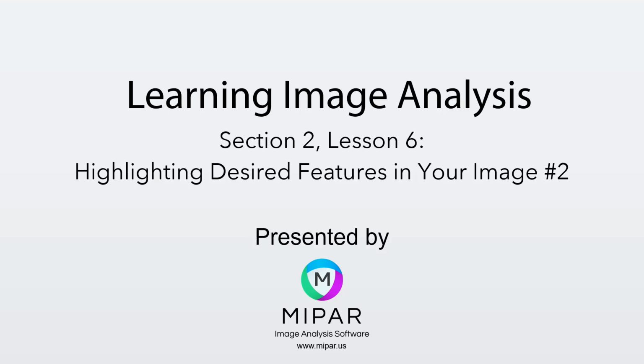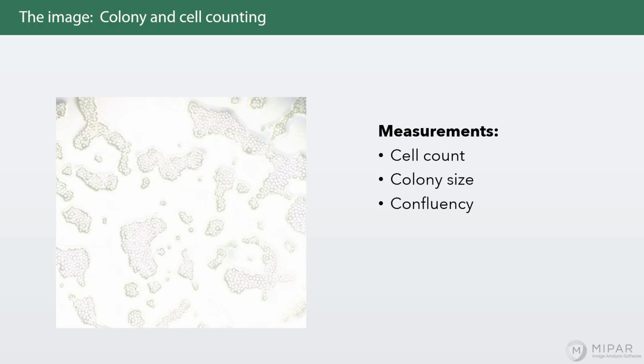Hello. Today on Learning Image Analysis, we'll be revisiting our topic, highlighting desired features in your image. The image that we have today is one of colonies of cells in a petri dish. We want to get a count of the number of cells that are present, as well as the size of the colonies, and also the confluency. The confluency is the percent coverage of the entire field with colony.